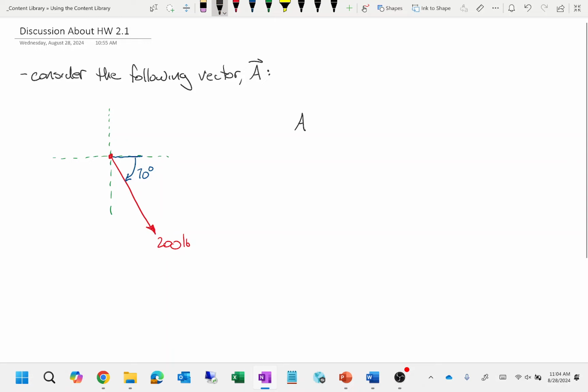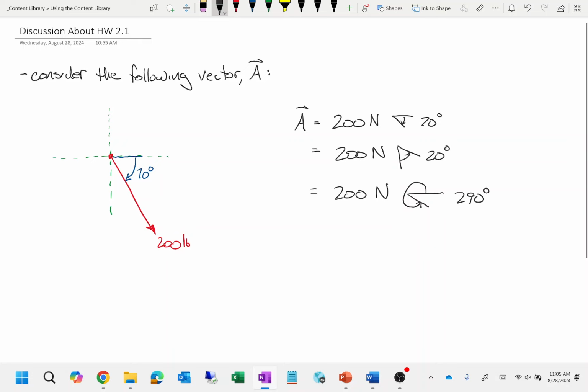So one way of describing it would be 200 newtons, like that. That's a way of describing it, right? How about this? Could I do that? That would work, right? How about this? I mean, would that work? See what I mean?